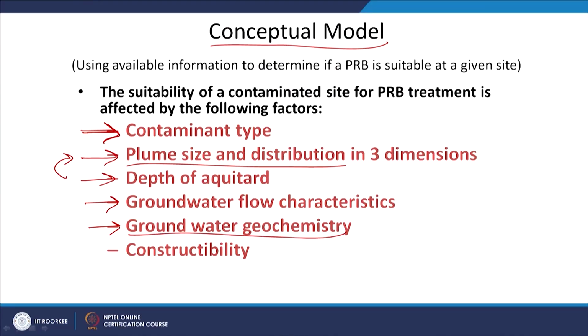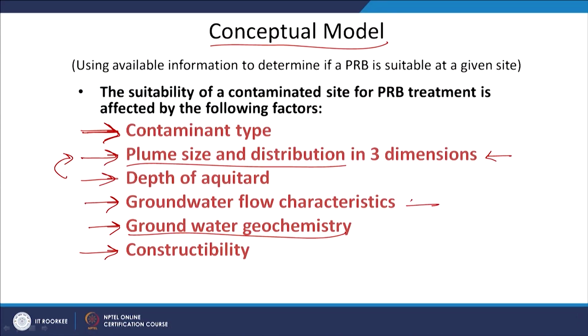So what does that mean? The kinetics of your reaction, or the number of sites available for the reaction where zero valent iron degrades the contaminant, are going to be lesser. So in such cases you want to look at groundwater geochemistry. And also with respect to constructability, as in what is the feasibility given that particular aquifer's characteristics and the depth at which you need to construct it, what kind of PRB would be suitable, can I construct that, yes or no. So these are the aspects. But typically it is the plume size and distribution, groundwater flow characteristics, contaminant type, and to some extent groundwater geochemistry that we look at at this stage.